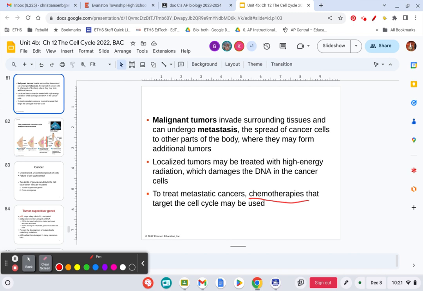So people who go through chemo, one of the things that will often happen is they'll lose their hair. And that is because those hair cells are growing very quickly. And again, all the chemo is looking for is fast-growing cells, so they affect the hair.